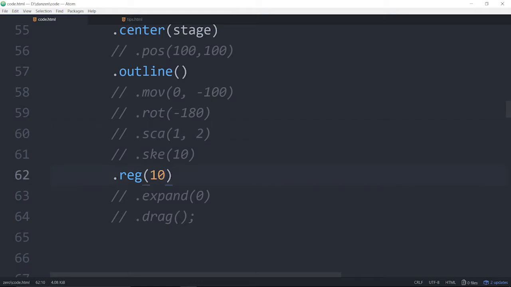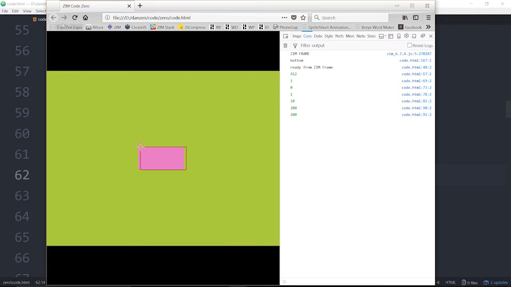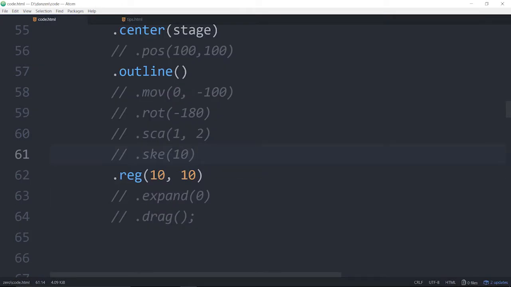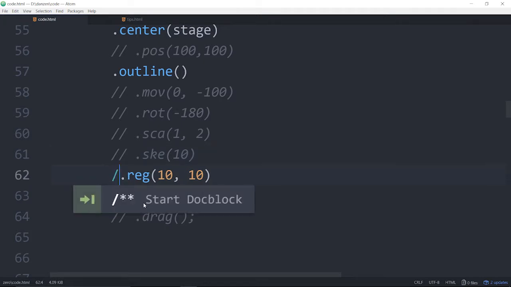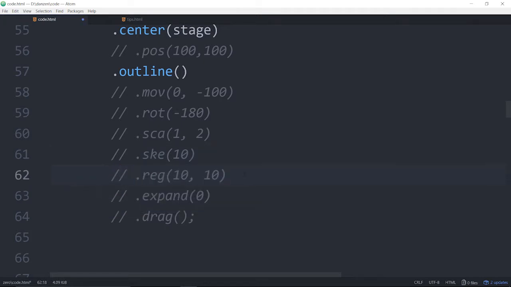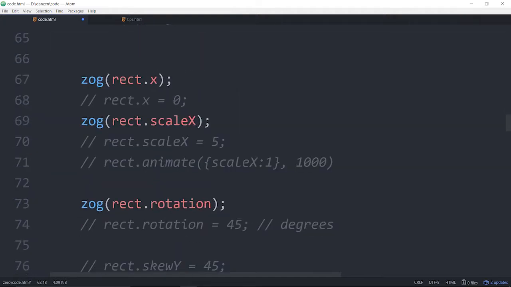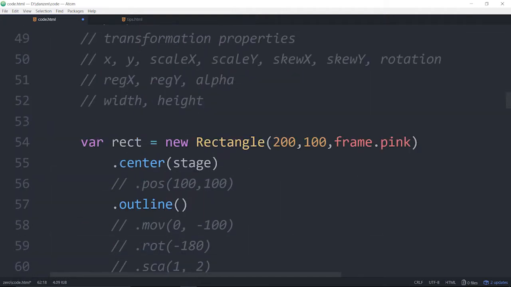Fun. And there's reg y. We could do the same thing, 10, 10, and 10. And it's going to go back and up. So now it goes back and up 10. You might be wondering, when would you use that and why, but you'll just have to wait. We'll talk about reg in another Code Zero. Okay, so that was reg.